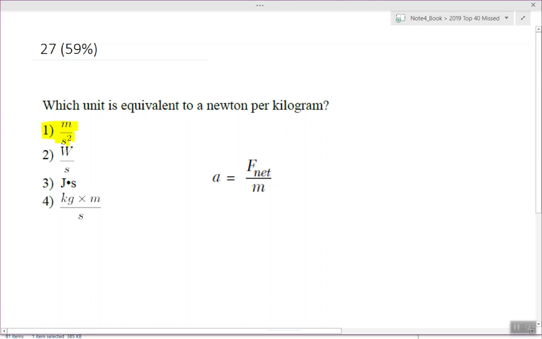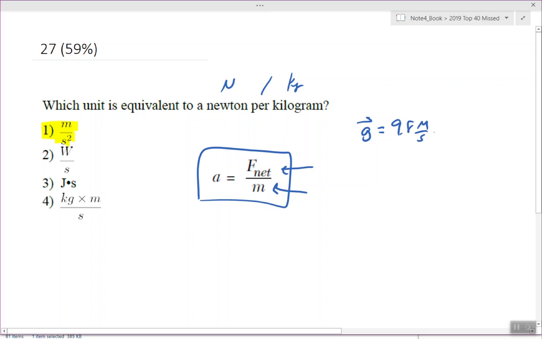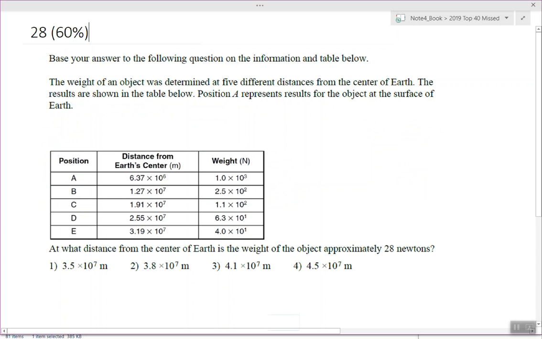The answer is 1. The easiest way to see this is to recognize this formula because it's newtons per kilogram. That's like force per mass. So this is going to have the same units as acceleration. By the way, as an aside, one type of acceleration, g, you think of as 9.8 meters per second squared. It is also 9.8 newtons per kilogram. Fun fact. 28.